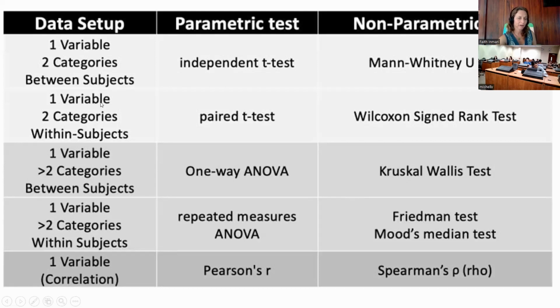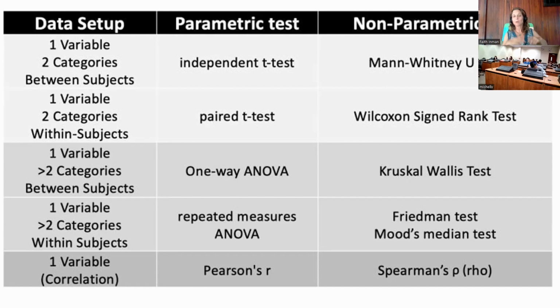If you have one variable with two categories within subjects, like our jumping jacks, one variable was pulse, two categories before and after within subjects, measuring the same person twice, the parametric test is the paired t-test. And the non-parametric test is the Wilcoxon signed rank test.